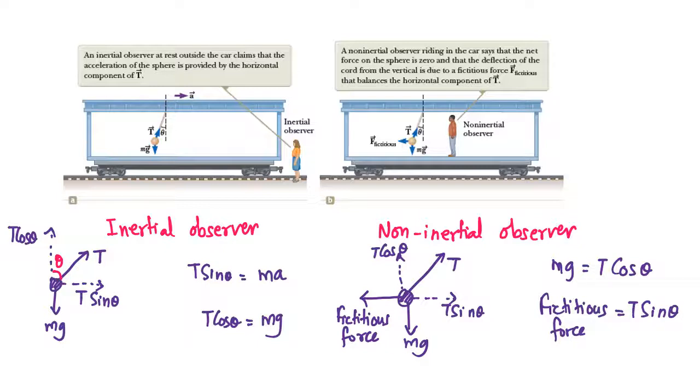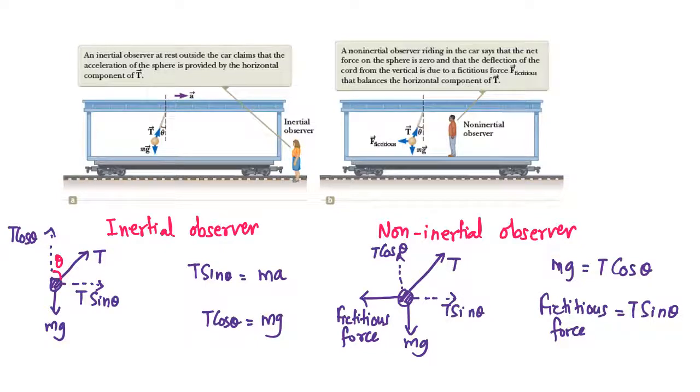Now for the inertial frame of reference, the inertial observer has to give a reason why the object would accelerate. For the non-inertial frame of reference, the object is in equilibrium in both the vertical and horizontal directions. So we draw the free body diagram. For the inertial observer, it is in equilibrium in the vertical direction, so T cos theta is equal to mg, whereas in the horizontal direction, T sin theta is equal to ma.